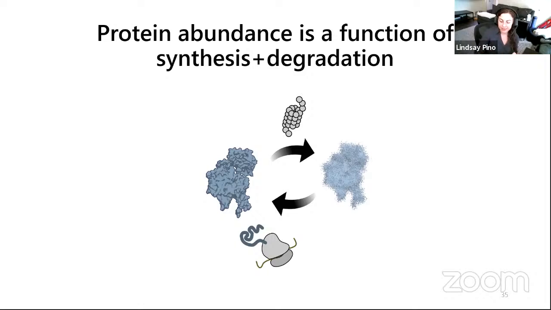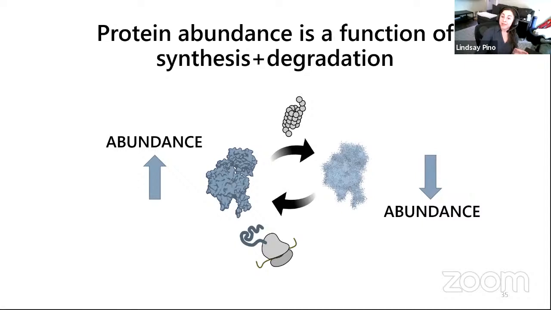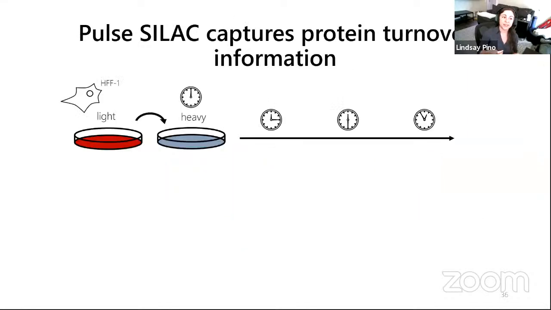So the protein abundance will increase if you're synthesizing more protein or if you're degrading it less. And the abundance will decrease if you're degrading it more or synthesizing it less. What we see when we're measuring a protein abundance is just, at that moment in time, the snapshot of these two molecular processes. So using mass spectrometry, this technique, pulseSILAC, can capture both of these pieces of information.